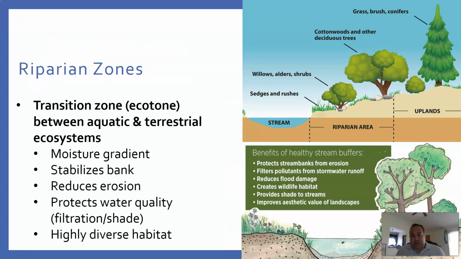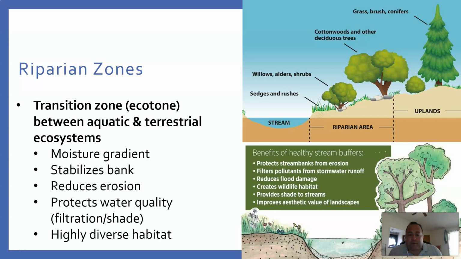So, just to give you a little more picture to it. One of the other things we haven't mentioned is the idea that it's a highly diverse habitat. So when you have these riparian zones, these stream buffer areas, you get protection from erosion, you get pollutant filtration, you get reduced flood damage, you get wildlife habitat, you get shade to keep thermal pollution from happening to your rivers, having them get too hot and causing problems that way.